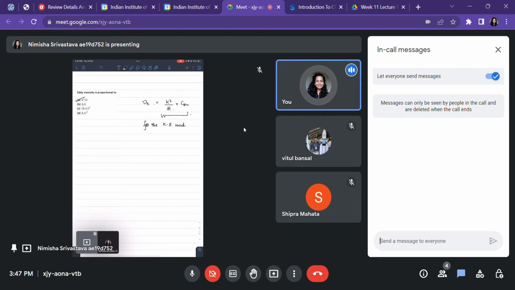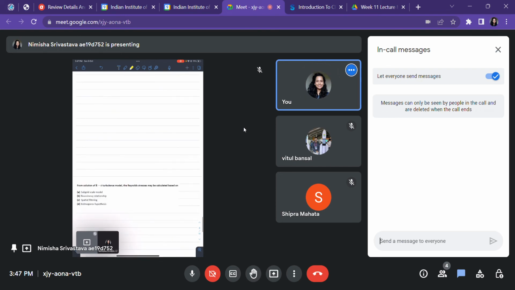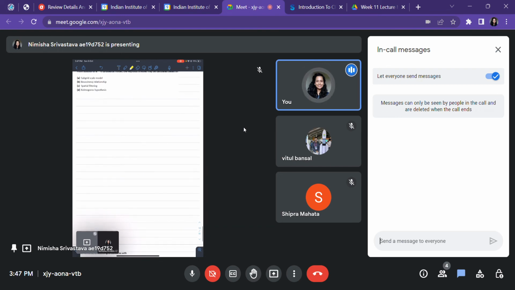So you can see how this viscosity term basically couples your mean flow equations as well as your turbulent kinetic energy equations, turbulent equations. So a lot of questions on k epsilon. Okay, so from solution of k epsilon turbulence model, the Reynolds stresses may be calculated based on.